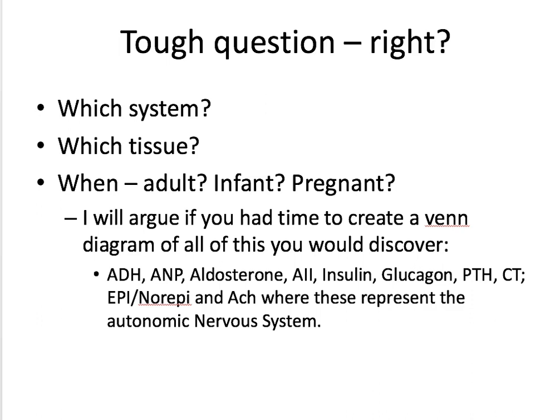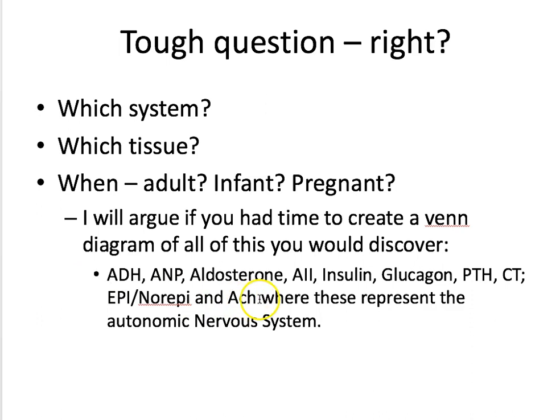Which system, which tissue? I want you to continually think to yourself while you're studying, is this what I see in an adult? Is this what I see inside an infant? Is this what I see inside a pregnant individual? Okay. I will argue that if you had time to complete a Venn diagram of all of these, what you would discover is this is probably a more descript list of hormones you want to make sure you understand inside and out. All right? ADH, AMP, aldosterone, A2, insulin, glucagon, PTH, calcitonin, epinephrine, norepinephrine, and ACH.